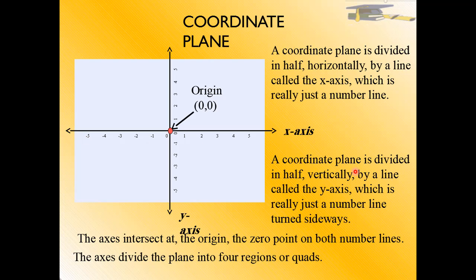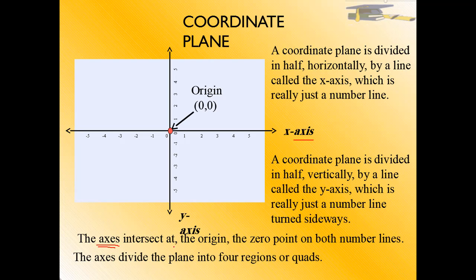A coordinate plane is divided in half vertically as well, by the line called the y-axis. Y-axis because it goes vertically, right? And there is the point 0, which connects these two axes. So we'll learn a new word, axis, and another word, axes, which is the plural for the word axis.